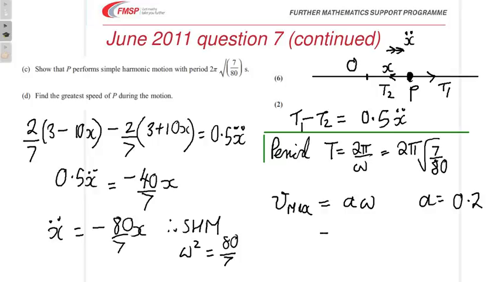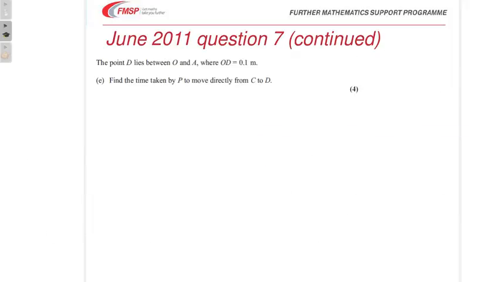So Vmax equals 0.2 times the square root of 80/7. Okay, that gives us the maximum velocity. Pardon me for croaking. The greatest speed then. Okay, that's part D done. What's left? Right, just one more part.